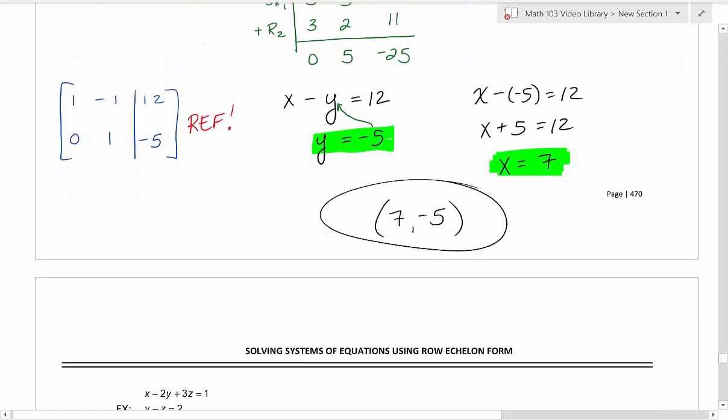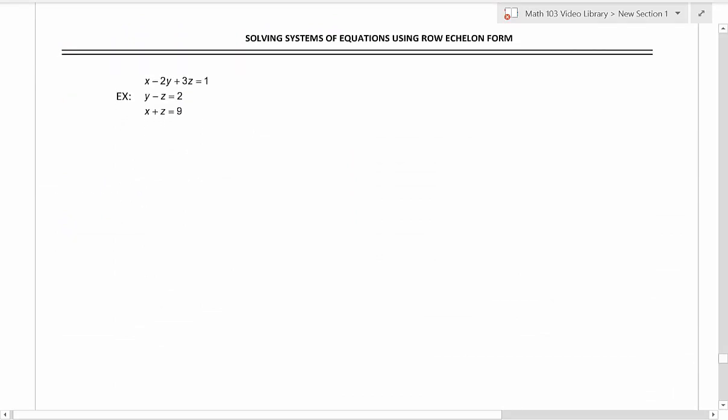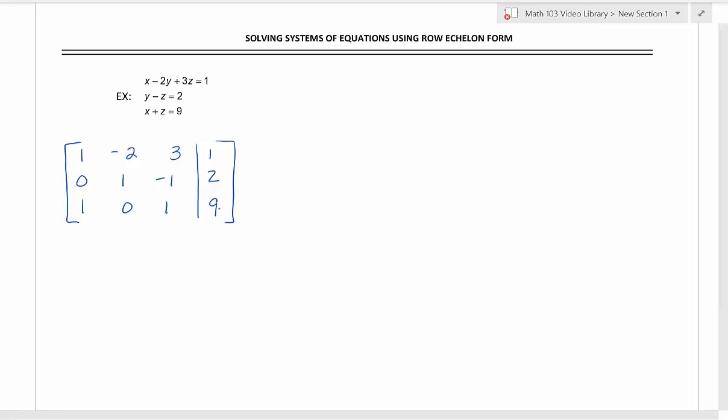Let's look at another example. A 3 by 3 this time. We're going to start the same. Write the system as an augmented matrix. Each equation gives us a row in our matrix. I'm just double checking that I wrote all my numbers down correctly.